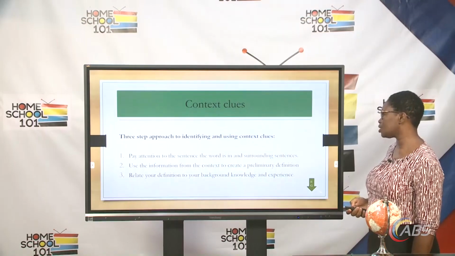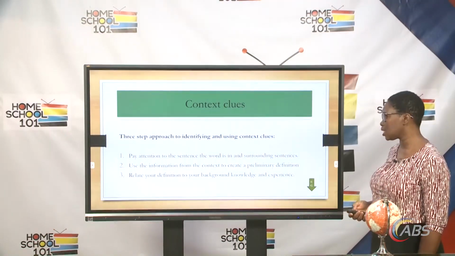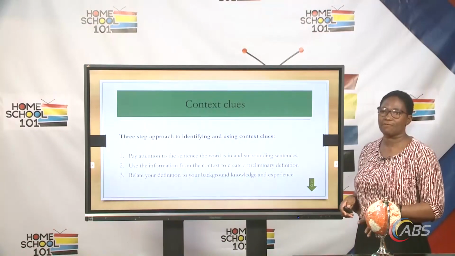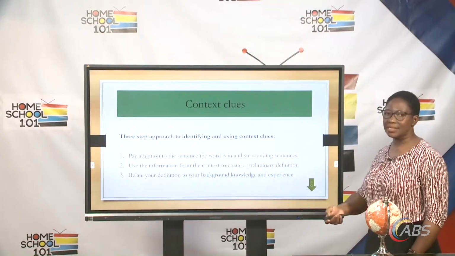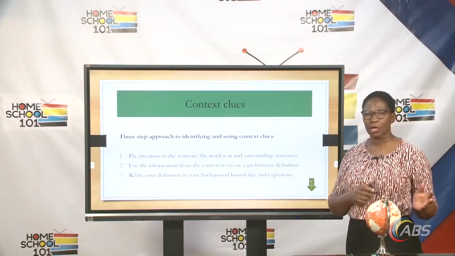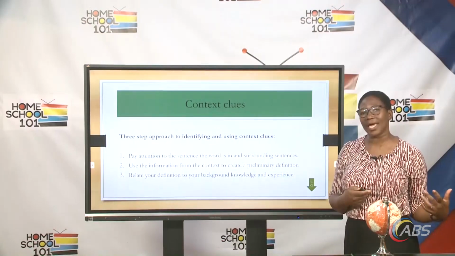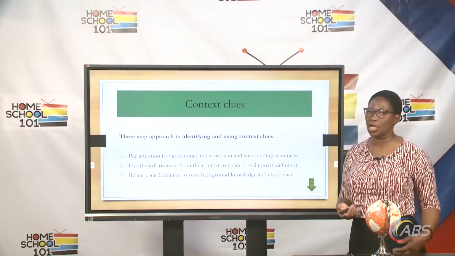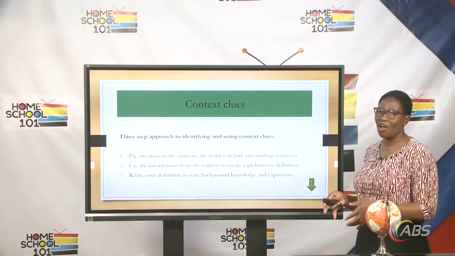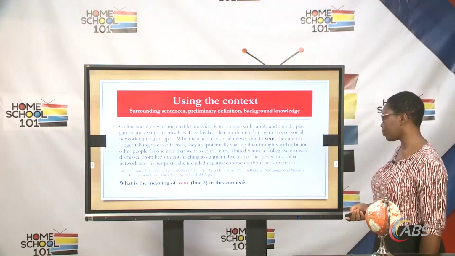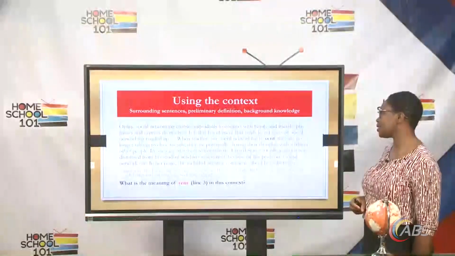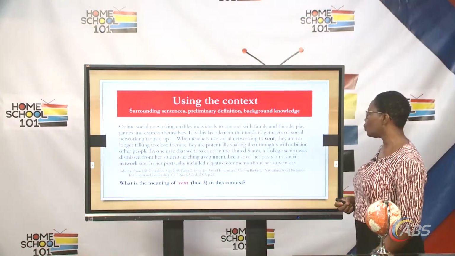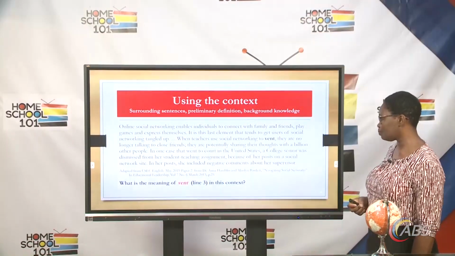Pay attention to the sentence the word is in and surrounding sentences. Use the information in the context to form a preliminary definition of the word, and relate the definition that you come up with to your background. Does this make sense in terms of what I know about the world and how things function? And does it make sense in the context of this passage that I'm reading? So, let us apply that using the context. First, remember, we're looking at surrounding sentences, we're looking at preliminary definition, we're looking at background knowledge.